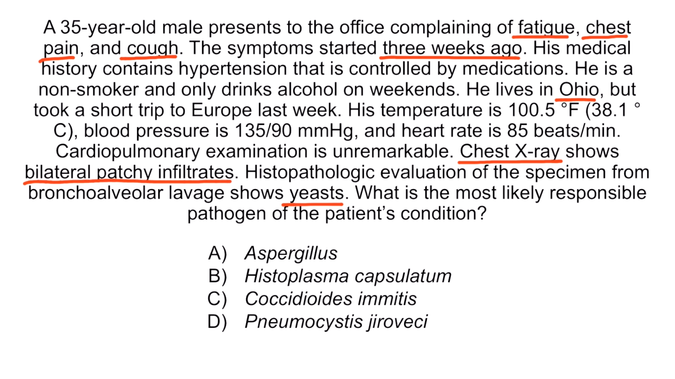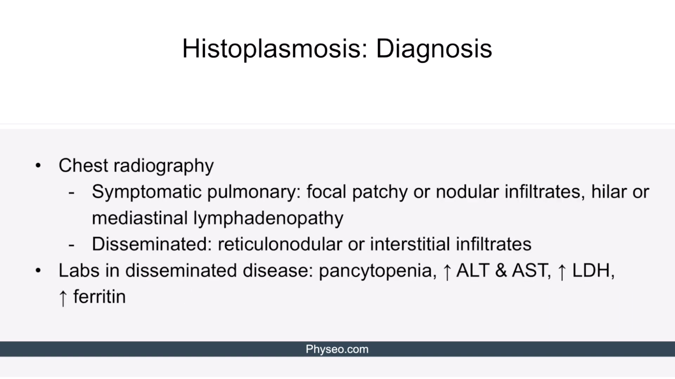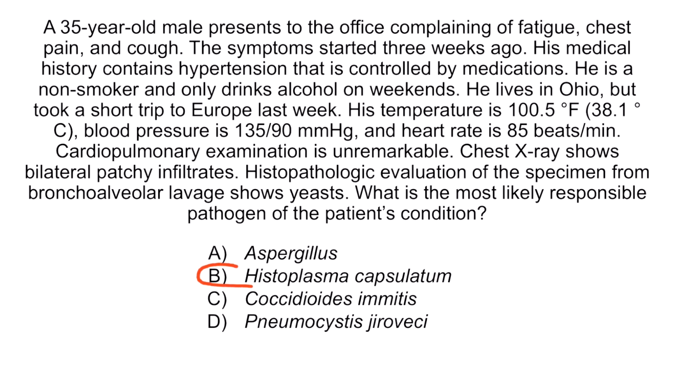Now remember what we discussed about pulmonary histoplasmosis. It's usually mild, and it has a presentation of fever, headache, cough, and chest pain. And then on chest radiograph, you'll see focal, patchy, or nodular infiltrates. And then lastly, Histoplasma is most endemic to Ohio and nearby states. So the correct answer is B, Histoplasma capsulatum. Now let's briefly discuss the other choices.